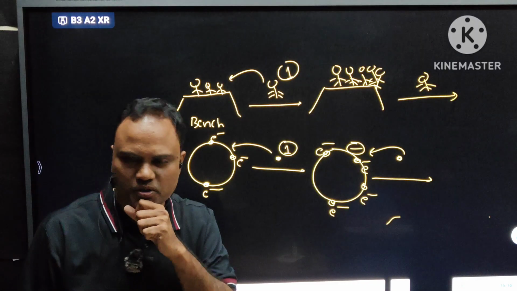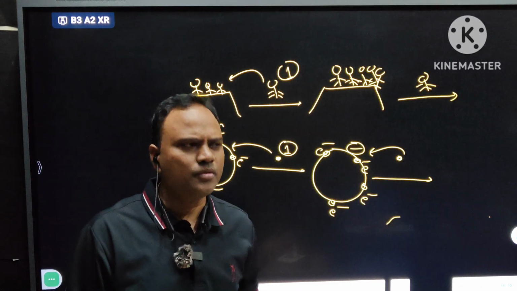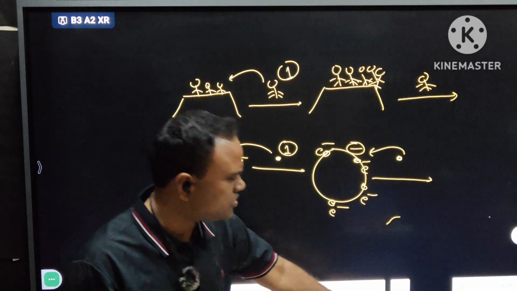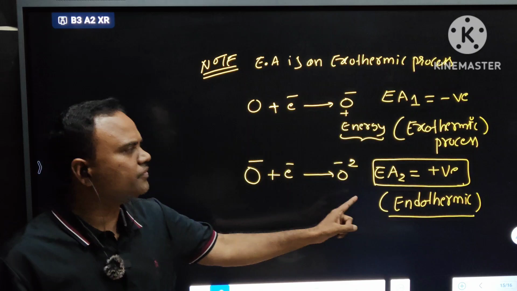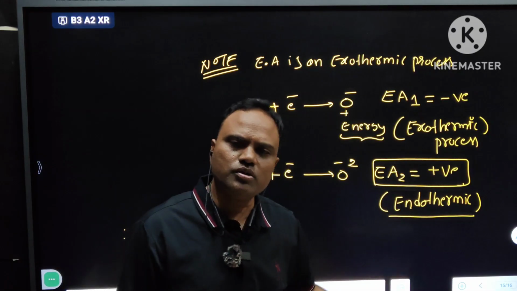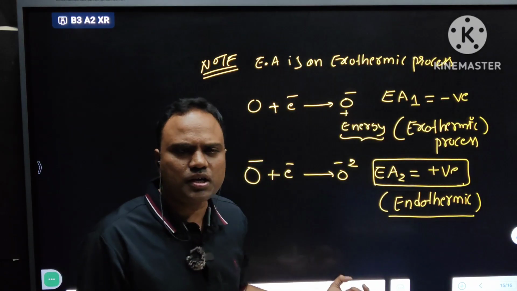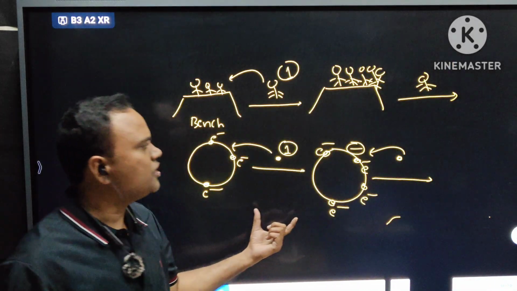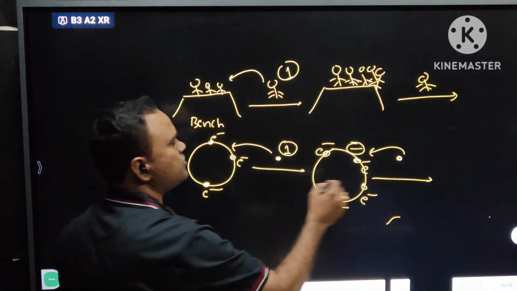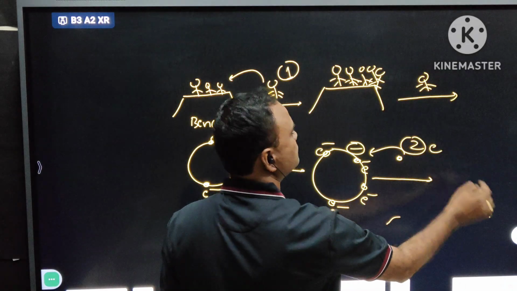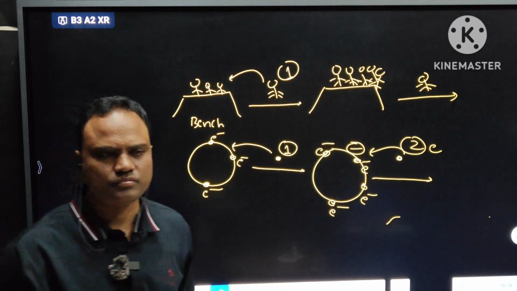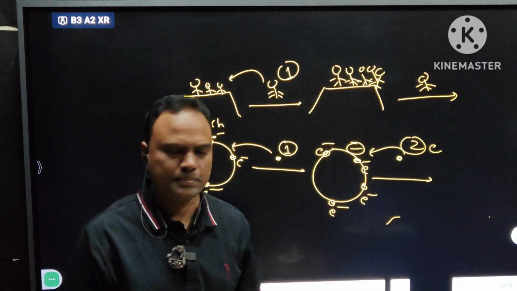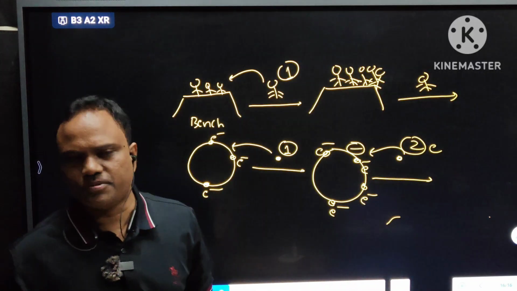Second electron affinity is which process? Endothermic process. If you do not like to remember this concept, just remember this: second electron affinity is positive, endothermic, because addition of the second electron is a little bit difficult. Okay, remember this story. First electron, this is the second electron. General concept this is.